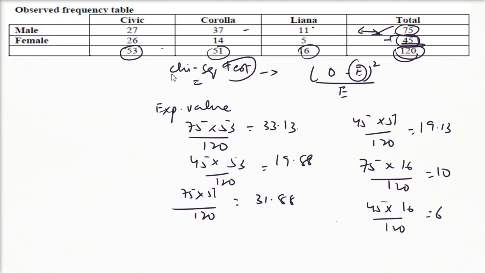Okay, the observed values are what? This one was 27, so keep track of this. This is 26. Then we have 37. Then the fourth value after 37 is 14. Then we have 11, and then we have 5. Since we are also squaring the values, it would be pretty easy.